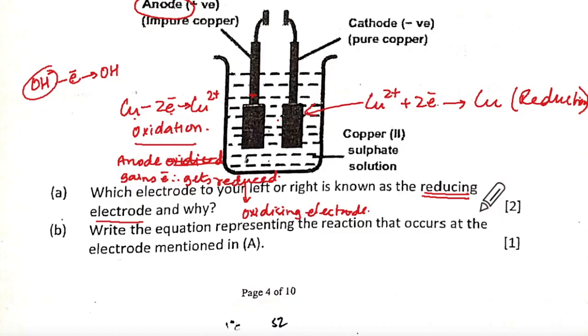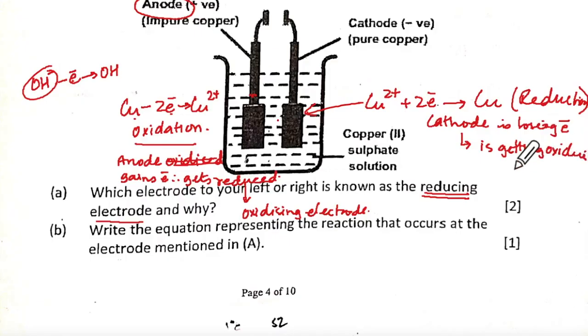Understanding? So I was correct, reduction is taking place. Copper is gaining electrons, which means the cathode is losing electrons. So the cathode is getting oxidized. Therefore, it is the reducing electrode. Yes? Yes.